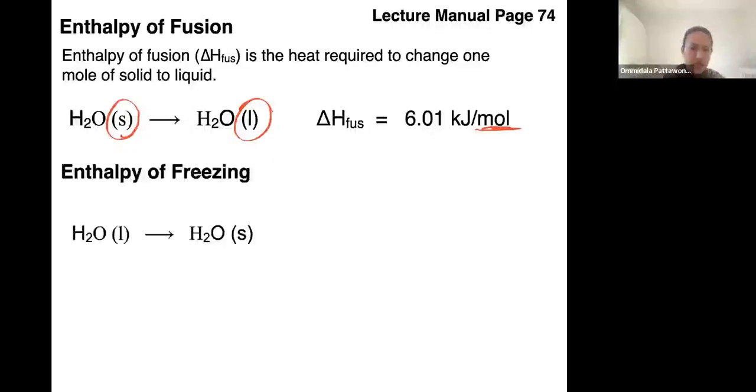So the reverse process, which is freezing, is going to have the same amount of heat involved as the heat of fusion, except the sign would be the opposite, right? Because one is endothermic, the opposite would be exothermic.